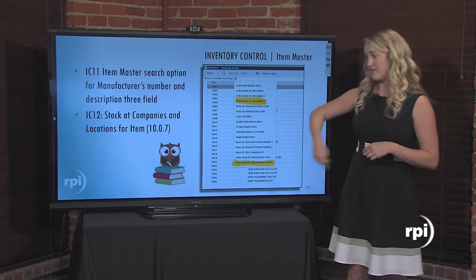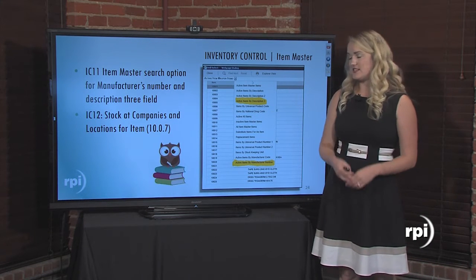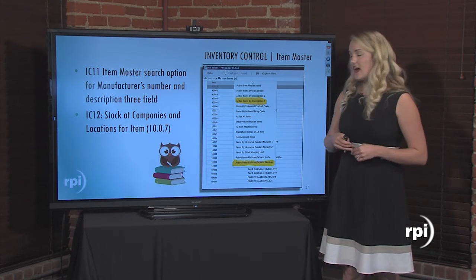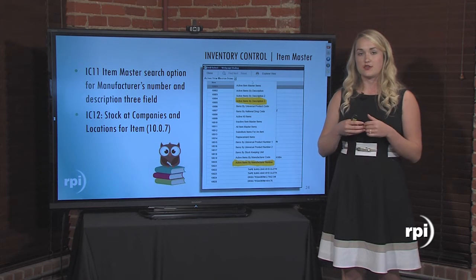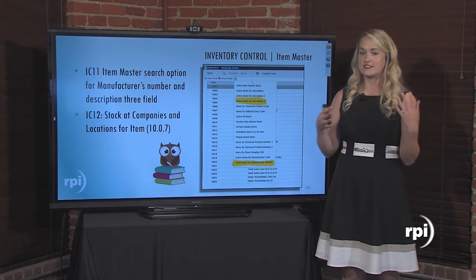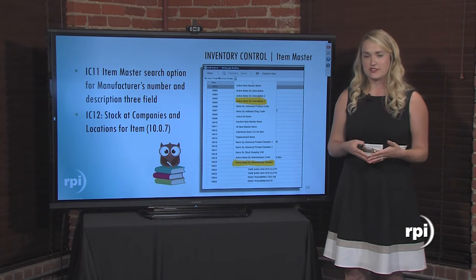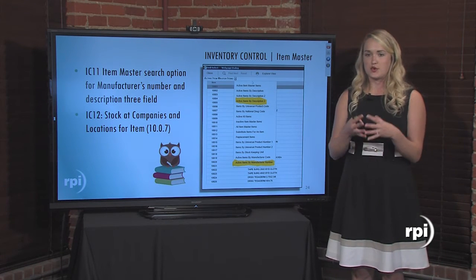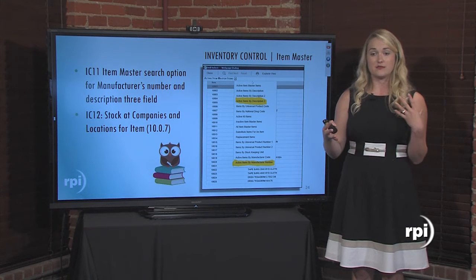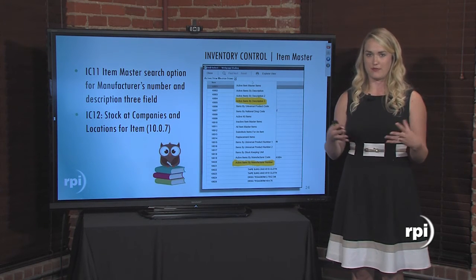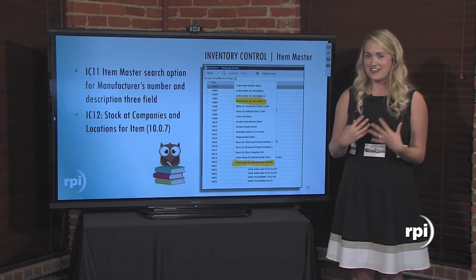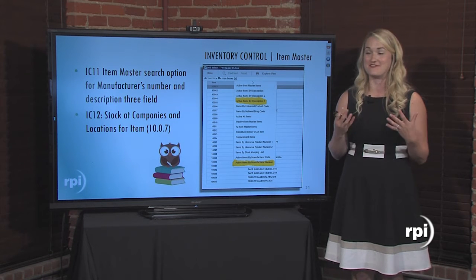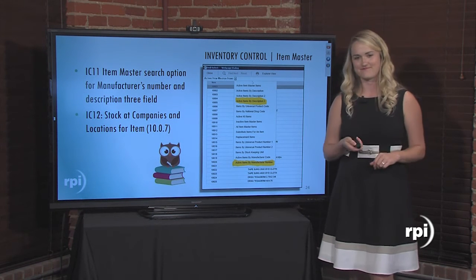Something new that's come up very recently in the newest version, 10.0.7, is that you can view stock at companies and locations for items when drilling around on IC12. It's nice because it gives you the ability to quickly inquire whether a specific item is being used at other locations for a company. And I can't tell you how many times I've definitely looked for that kind of feature, so I'm really happy that it's finally been added.